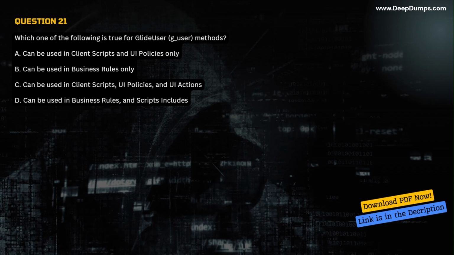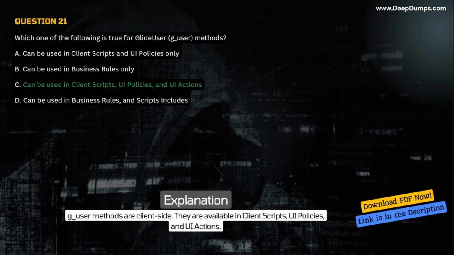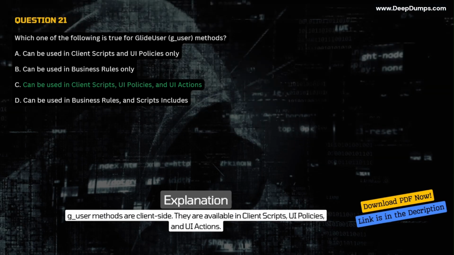D. Can be used in business rules and scripts includes. Correct answer, C. Can be used in client scripts, UI policies, and UI actions. Explanation. g_user methods are client-side. They are available in client scripts, UI policies, and UI actions.